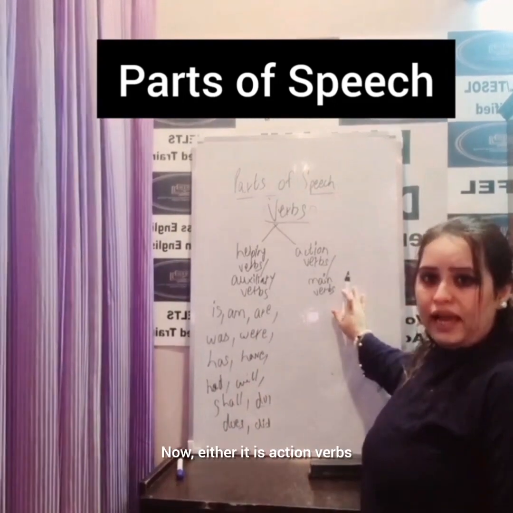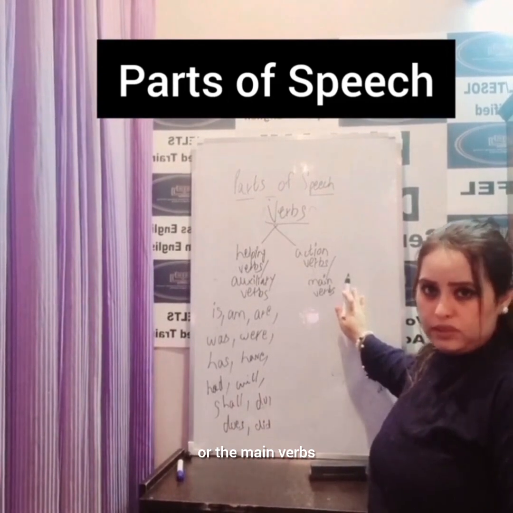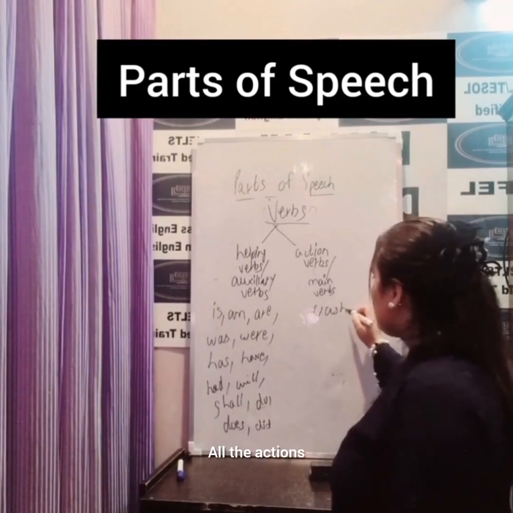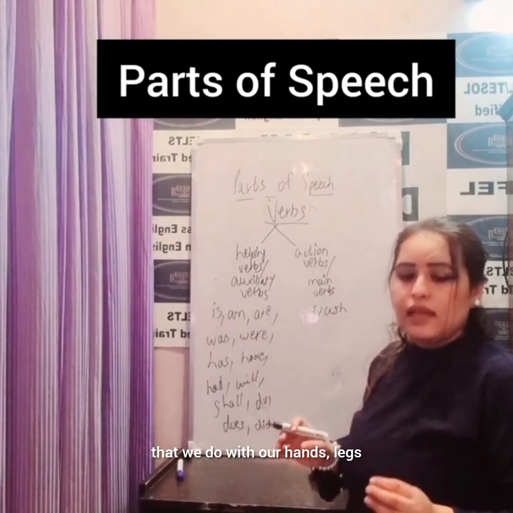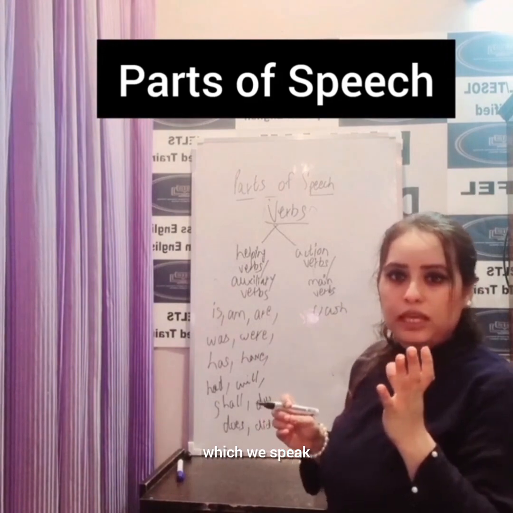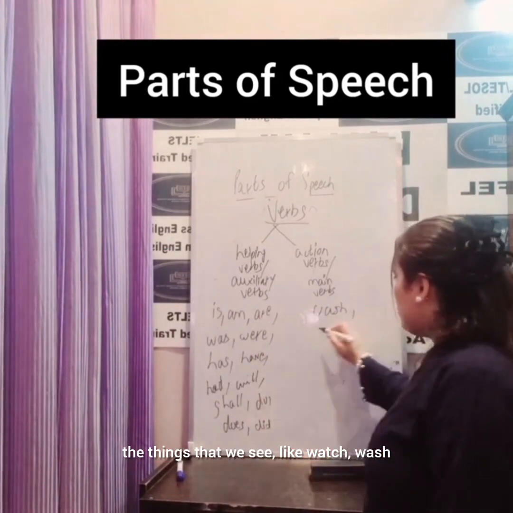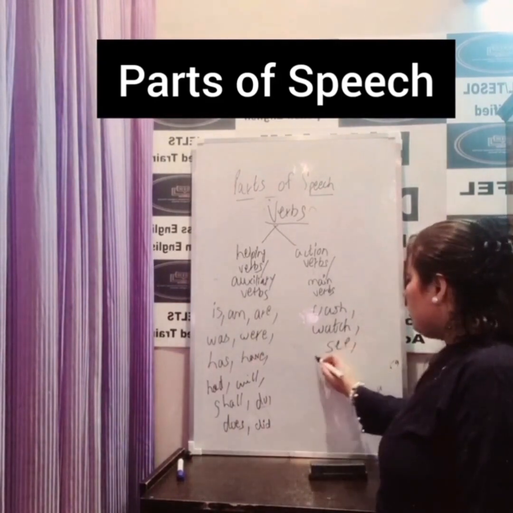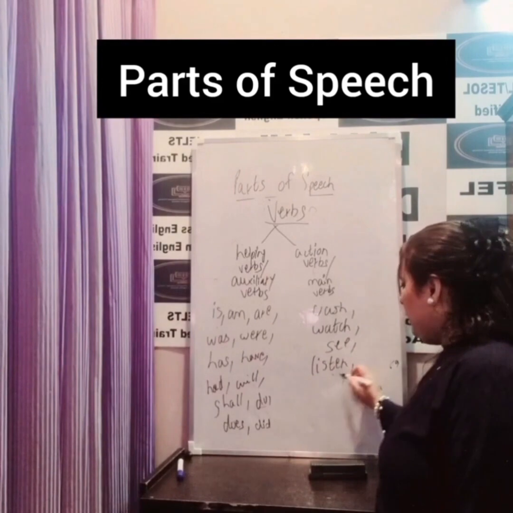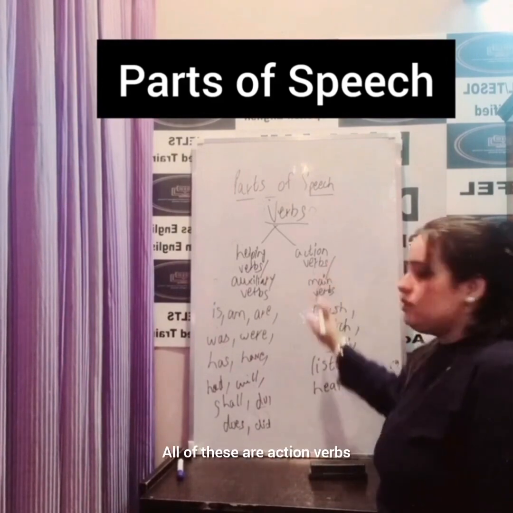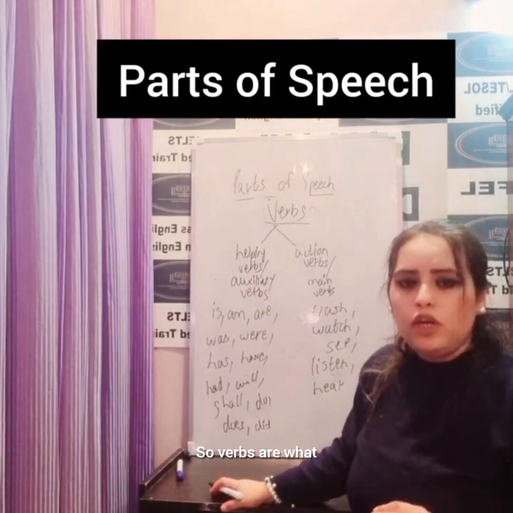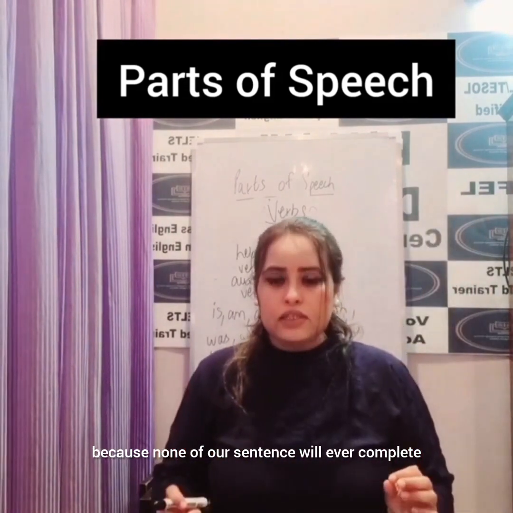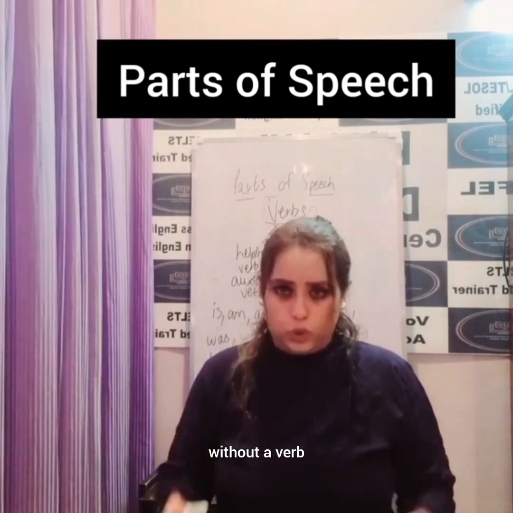Now another type is action verbs, or the main verbs. Now what are action verbs? Action verbs are like wash. All the actions that we do with our hands, legs, and with our mouth, which we speak, the things that we see, like watch, wash. Next I can say see, listen, hear. All of these are action verbs. So verbs are what? All the actions we do. And verbs are very important because none of our sentences will ever be complete without a verb.